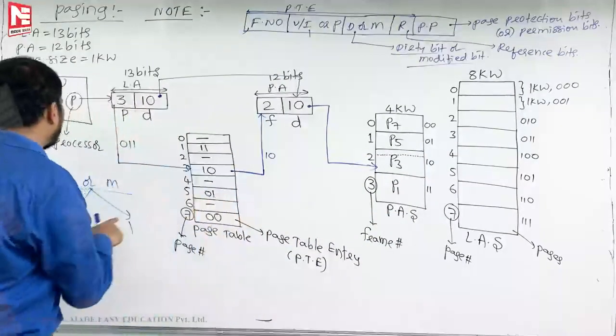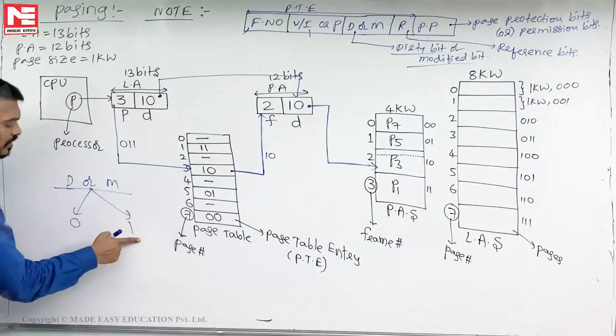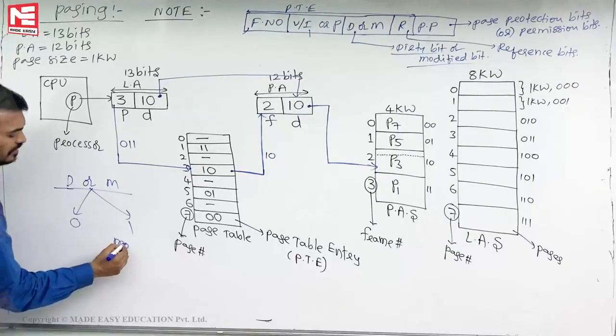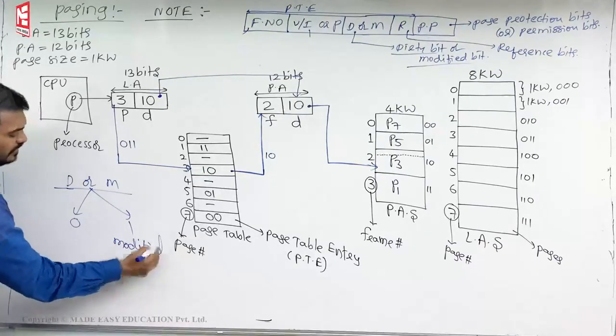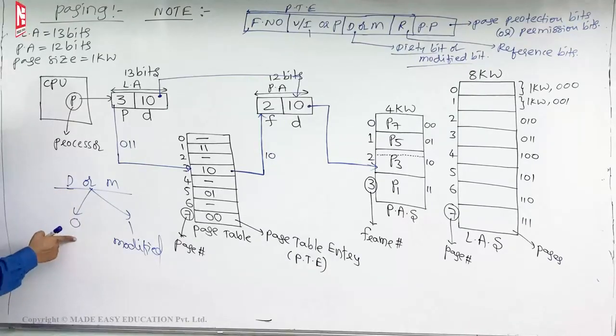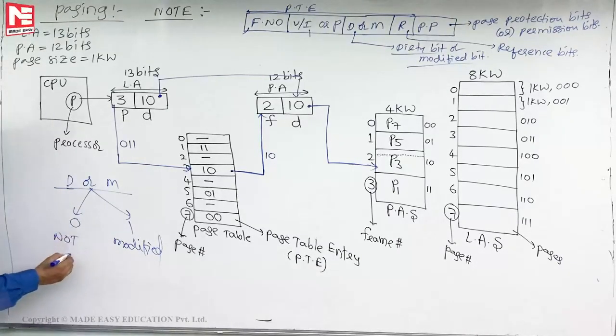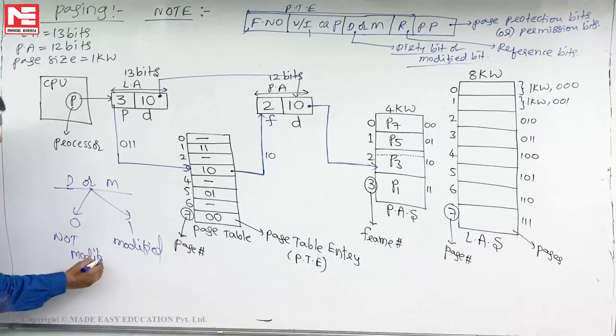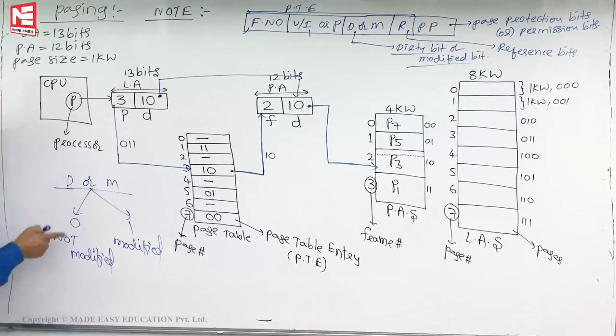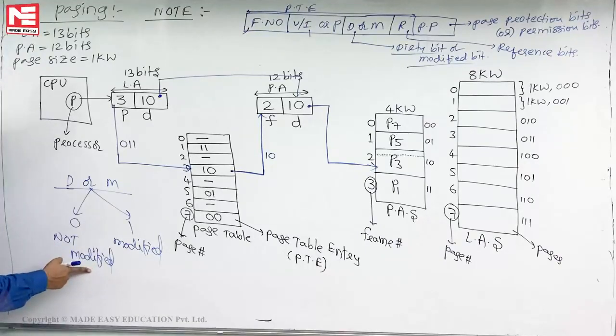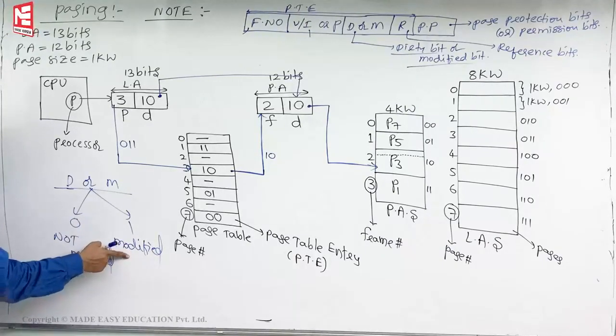So if it is modifying any instruction in this, then it will simply set the modified bit to 1. If the modified bit is 1, it means the page is modified. Dirty bit, if it is 0, it means not modified. So this will also take only 1 bit. D, dirty bit or modified bit, it takes only 1 bit, 0 or 1. 0 है इसका मतलब that page is not modified, 1 है तो that page is modified.